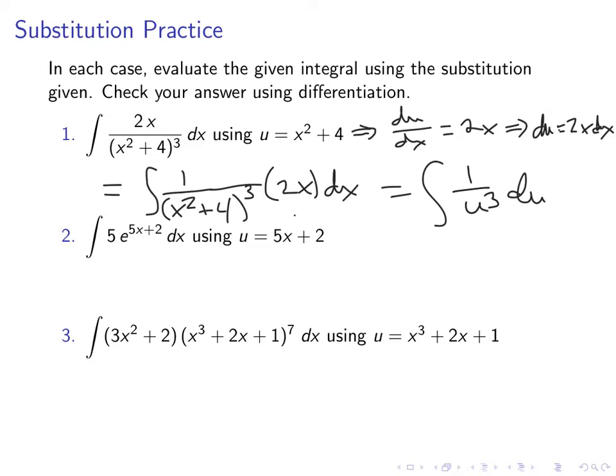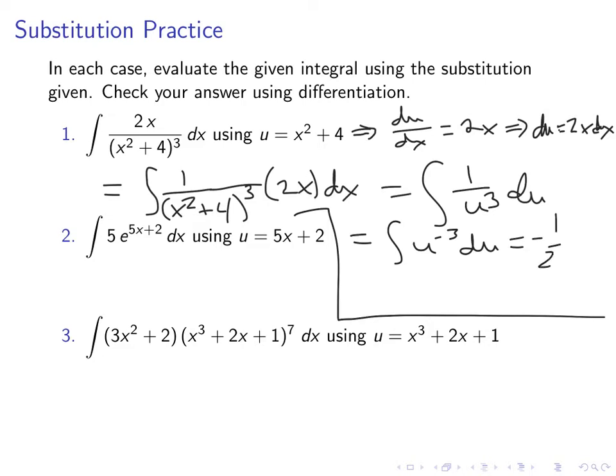And so I can now find this antiderivative using my normal techniques. In this case, we want to use the power rule, so I need to first think about this integrand as being a variable to a power. Then the power rule tells us that we are just going to add 1 to the power, and of course I have my constant of integration. So minus 1/2 u to the minus 2 is my antiderivative.